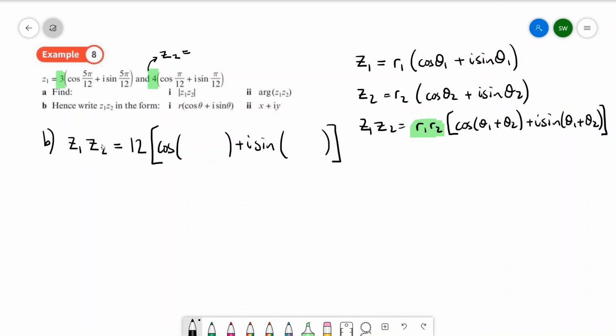And then to find out the argument of the product, we're going to add together the two arguments, θ1 plus θ2. So in this case, we're going to do 5 pi over 12 plus pi over 12. And then we could simplify that, leave the modulus as 12, or we can simplify the argument. 5 pi over 12 plus pi over 12 is pi over 2.